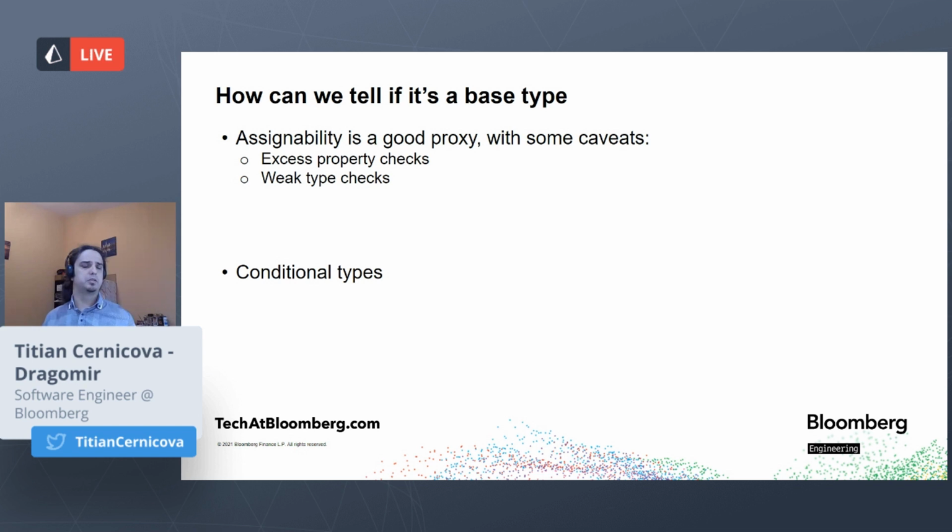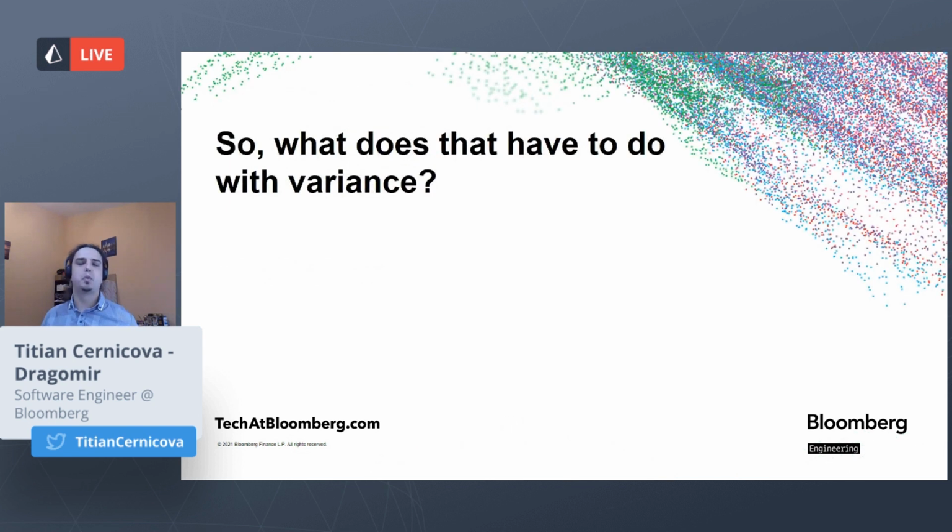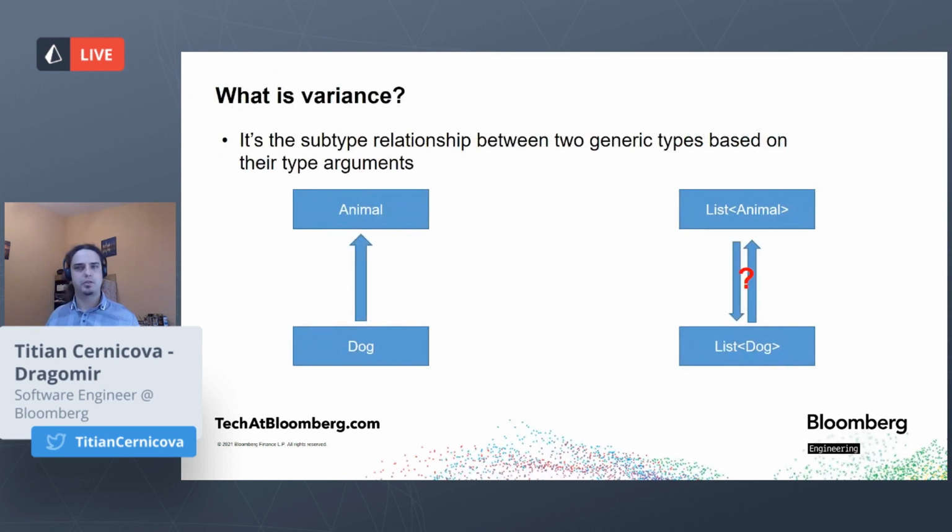So when is something a base type? Well, if we have a subtype of something and we try to assign it to a reference that is typed as a base type, that assignment should succeed. So what does this have to do with variance? Well, at its core, variance is a way to gain insight into a subtyping relationship.